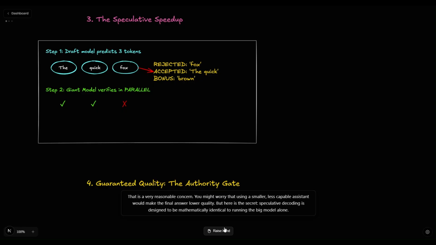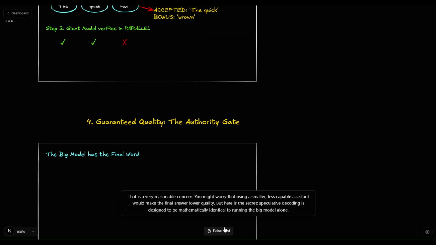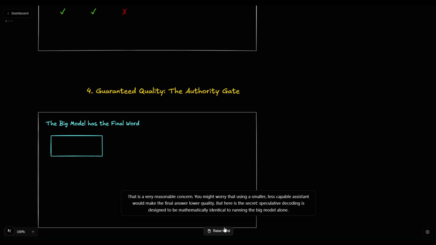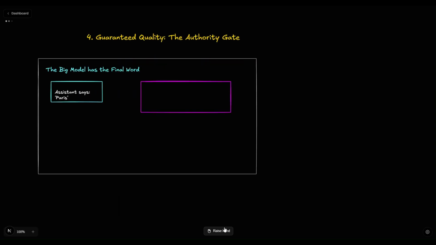That is a very reasonable concern. You might worry that using a smaller, less capable assistant would make the final answer lower quality. But here's the secret. Speculative decoding is designed to be mathematically identical to running the big model alone.